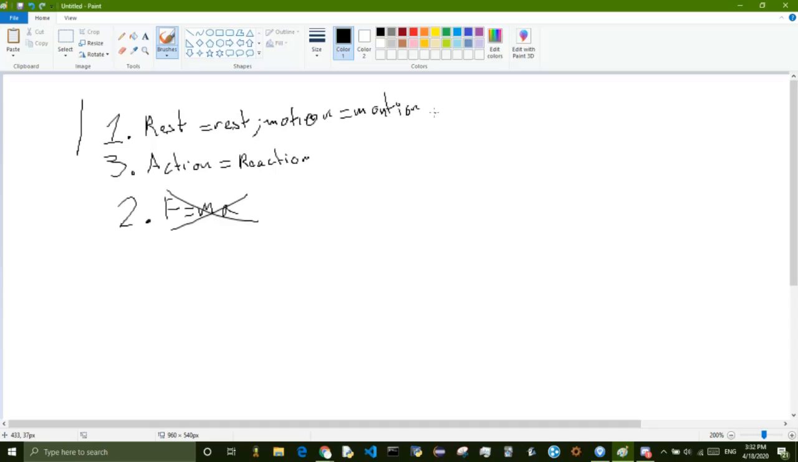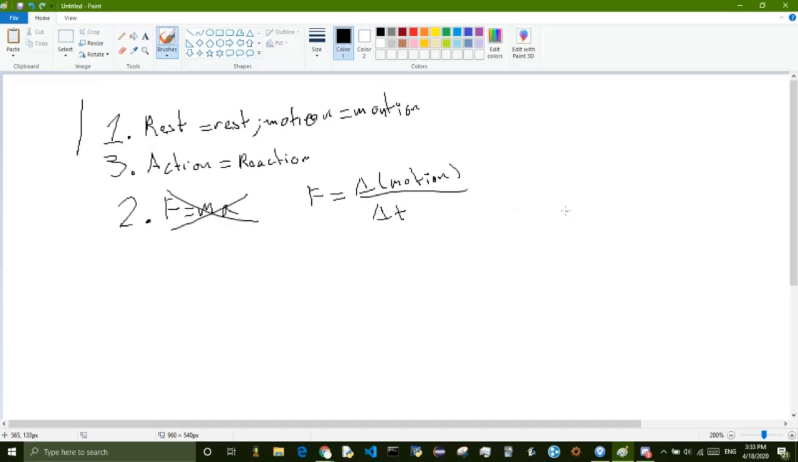It would make sense that that object is experiencing something called a force. And how do you define a force? Well, a force is anything that knocks that object off of rest equals rest and motion equals motion. So F is equal to the change in some quantity of motion, which I'll write as motion over time.